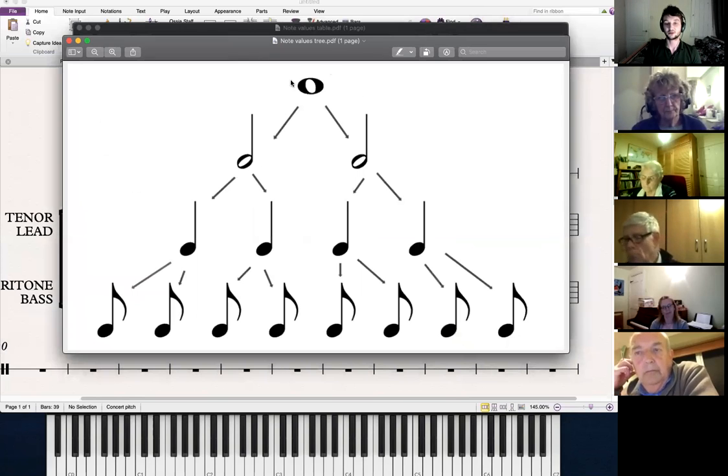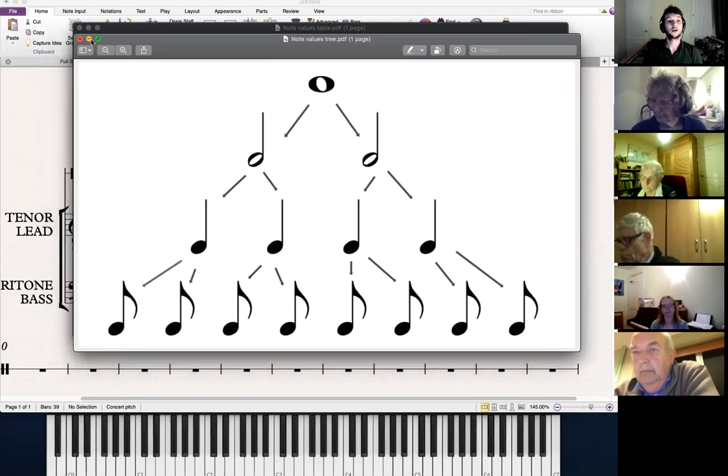So you've got your semibreve at the top there, and you subdivide it into minims, which are 2 beats. Then we've got the 4 beats coming away from the minims, and subdivide those again, and you get quavers. Okay, so there we are for those.